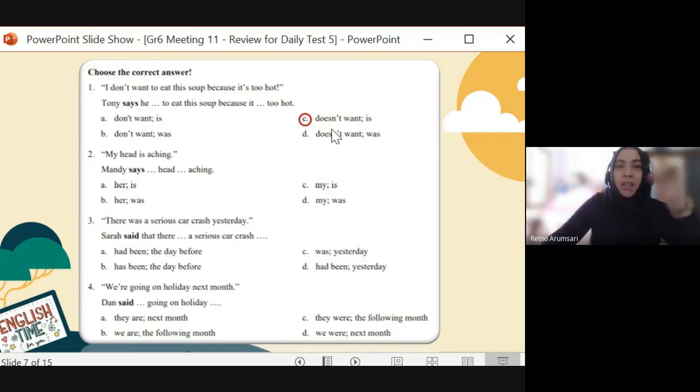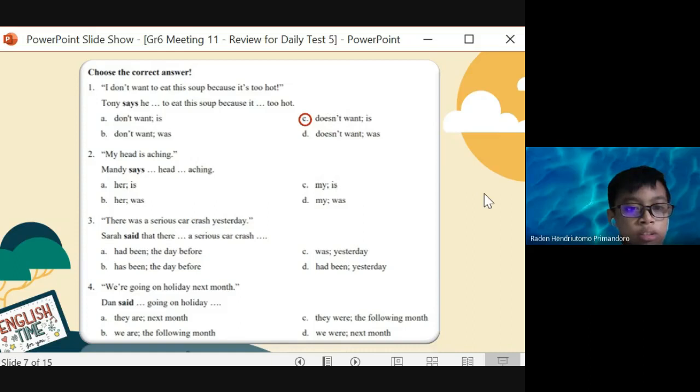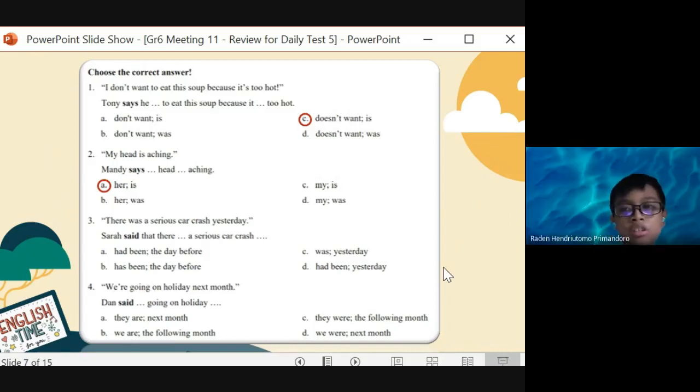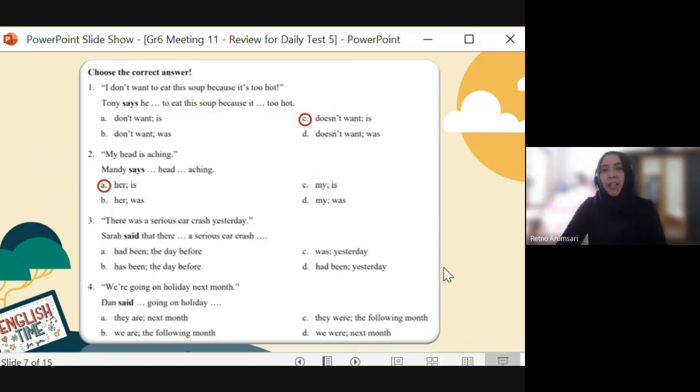But you have to make the verb agree with the subject. Yes? Alright, number 2. "My head is aching," Mandy says. Her head is aching. Why "is"? Because the saying word is says. It means that verb 1 stays verb 1. Don't change verb 1 into verb 2. Alright, good.